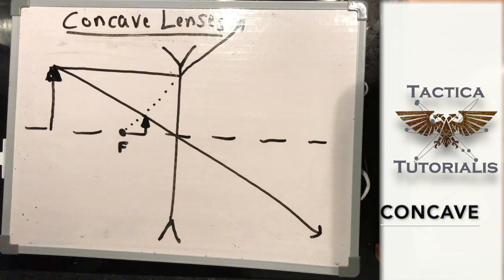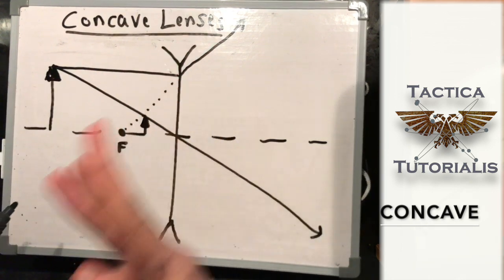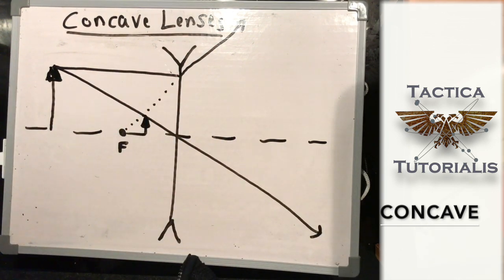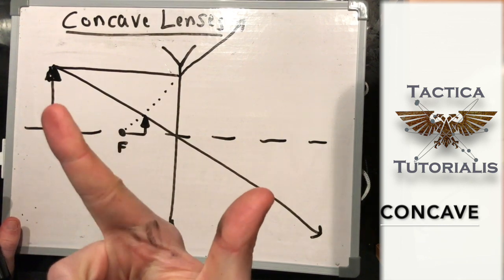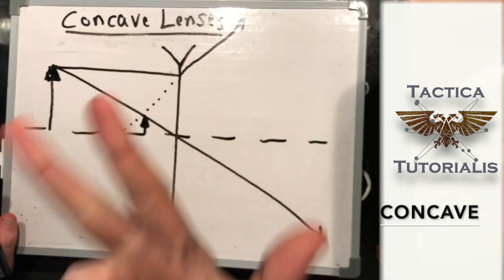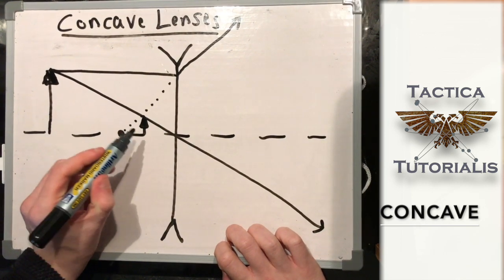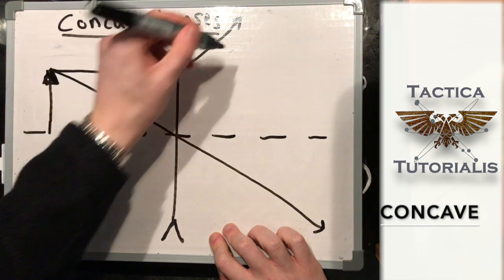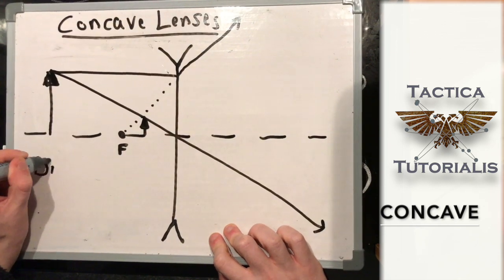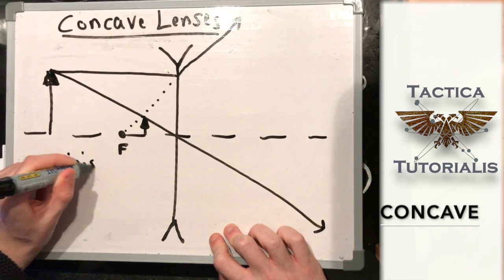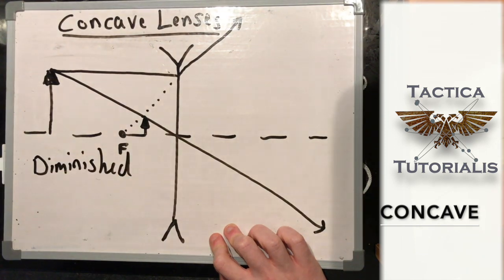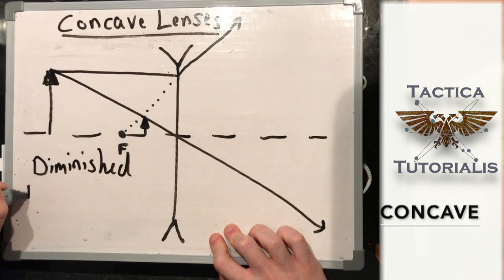And you should now be able to describe the three properties of that image. Is it magnified or diminished? Is it real or virtual? And is it inverted or the right way up? What it is, well, you can see, is it bigger or smaller? It's smaller, so my image is absolutely diminished. Is it the right way up or is it inverted? It's the right way up.